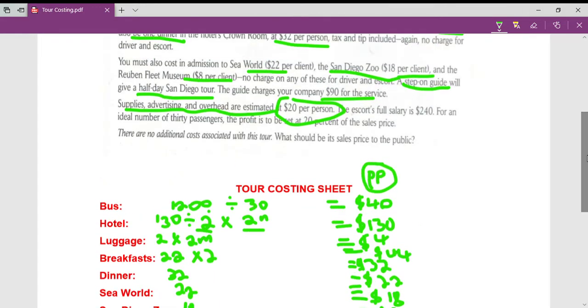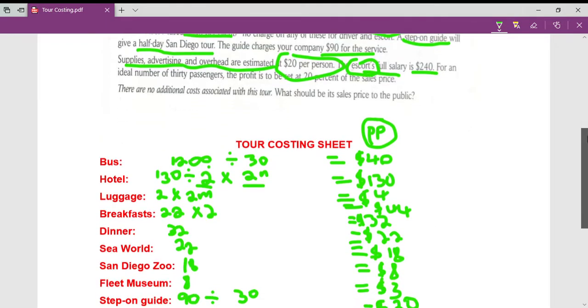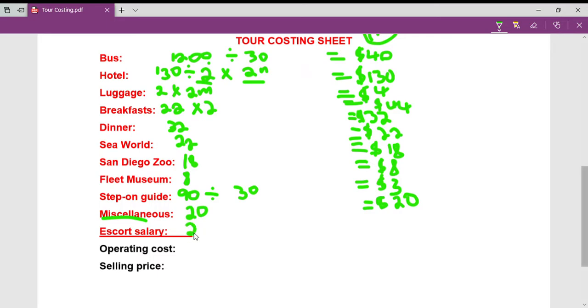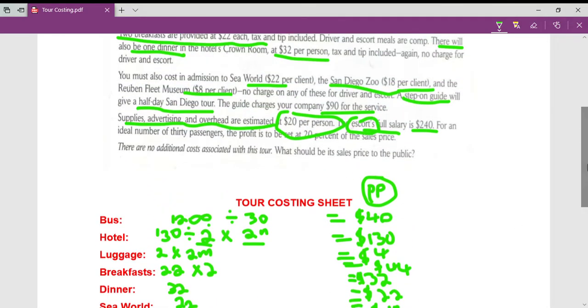And then we also have the escort's full salary. Don't worry about the word escort. It's basically the tour director or tour manager. We'll get to $240. So the escort salary is 240. Again, what is this? It is a fixed cost. This is why we have to divide this by 30, and that will give us an amount of 8. There we go.